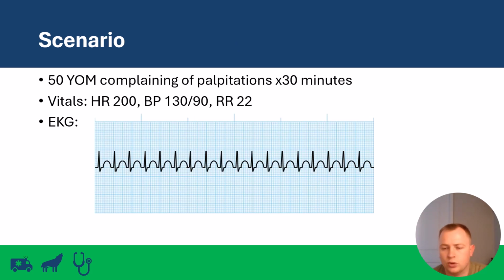Now we're going to roll into a scenario, and you're going to see how we use a lot of these medicines. So our basic scenario: we've got a 50-year-old complaining of palpitations, with a heart rate of 200, a blood pressure of 130/90, and they're breathing 22 times a minute. So we've got a stable patient, and their EKG looks like a rapid, narrow complex tachycardia that is regular. Thinking back in your mind, think about what meds we can use for that.